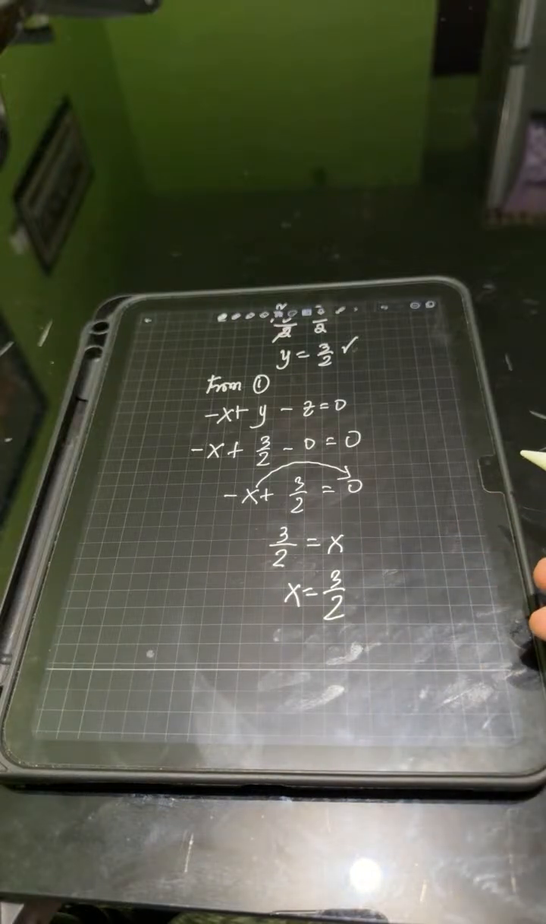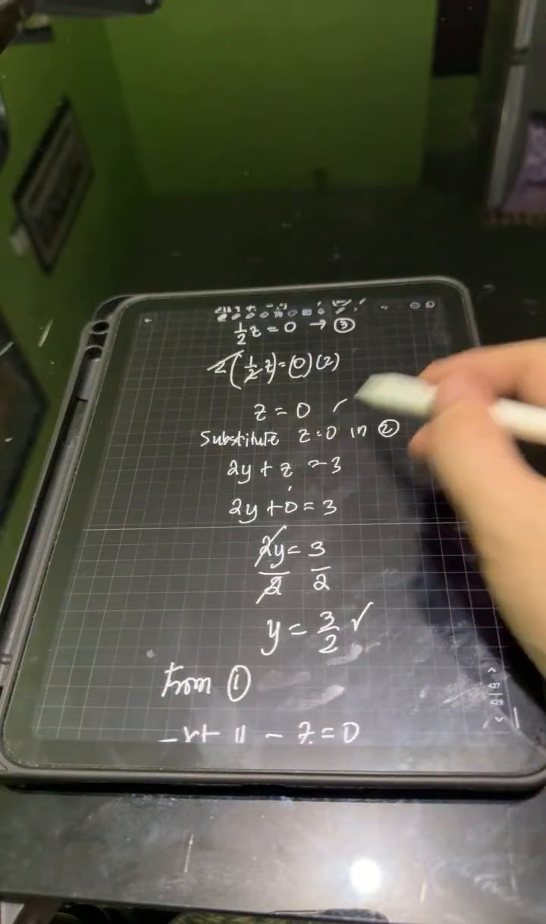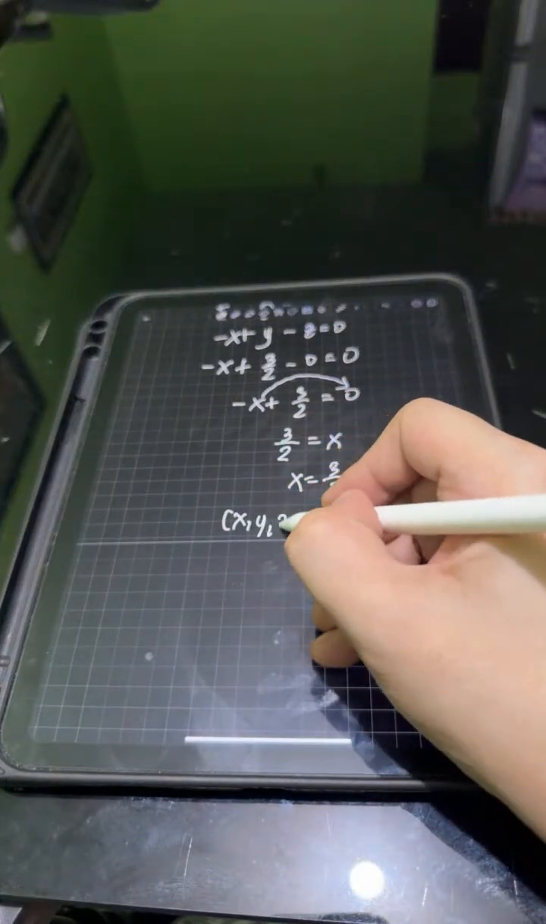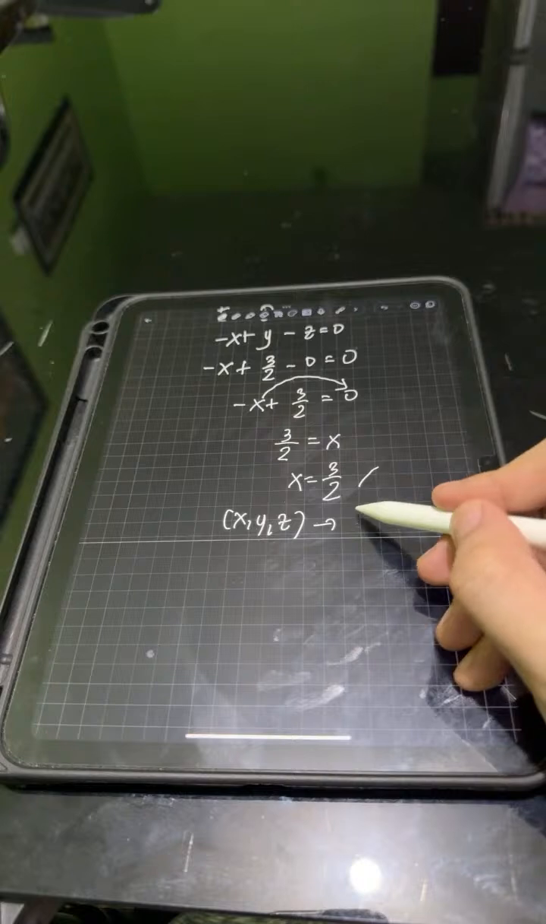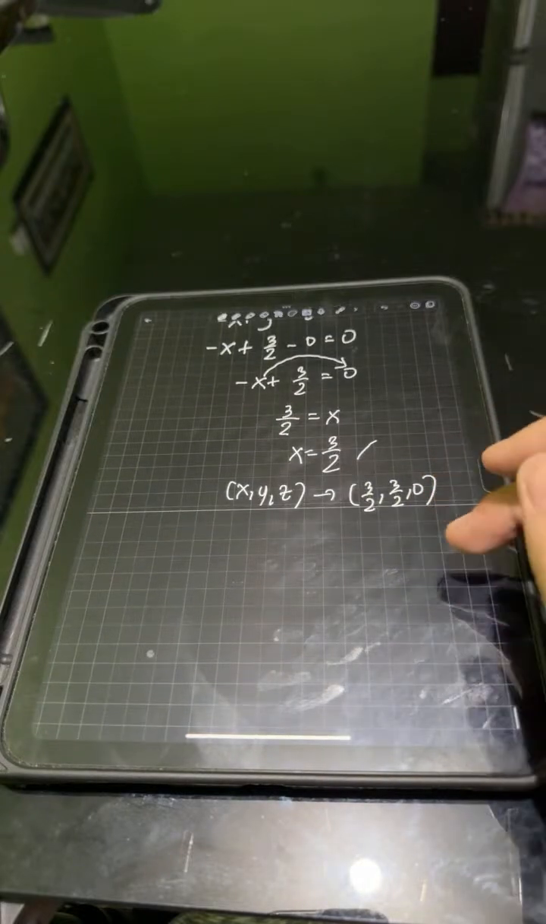So the solution for the system of linear equations is x is 3 halves, y is 3 halves, and z is 0. Or in x, comma y, comma z coordinate form, we have 3 halves, comma 3 halves, comma 0.